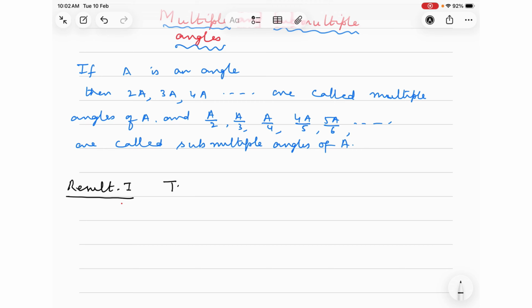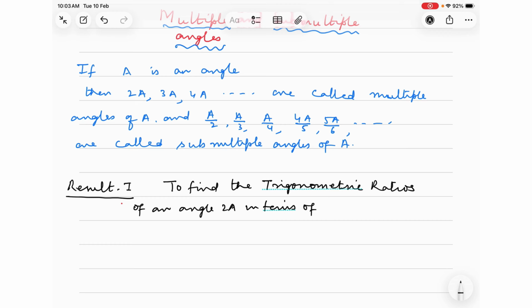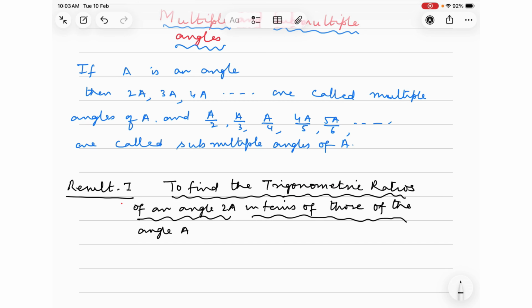To find the trigonometric ratios of an angle 2A in terms of those of the angle A. This is what we have to do now: to find trigonometric ratios of angle 2A in terms of those of angle A.